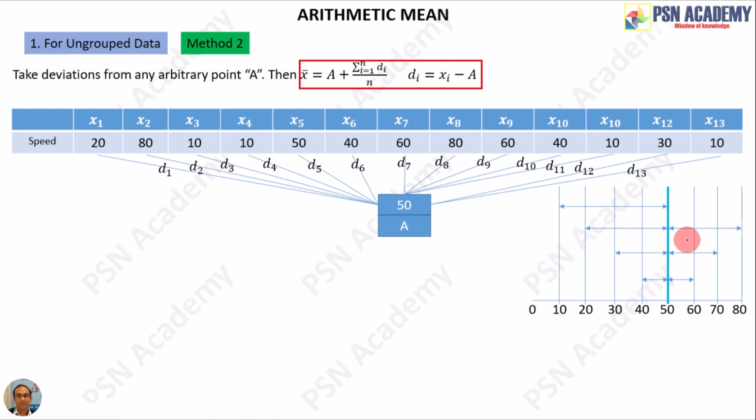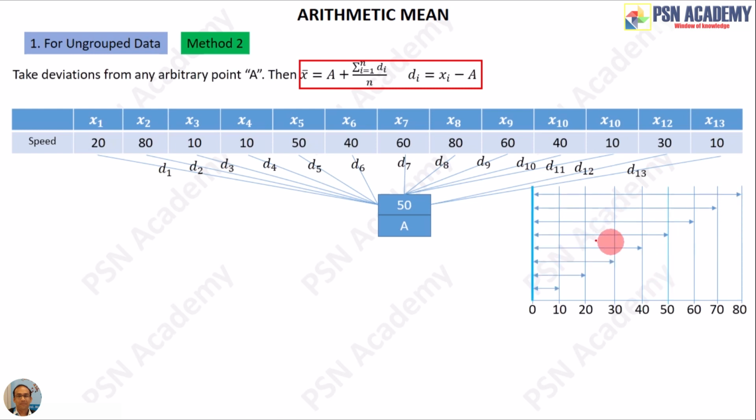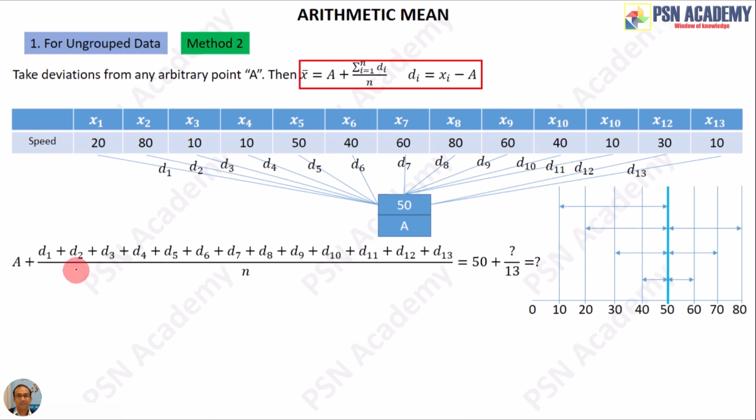Now what we have learned in method 1, we didn't consider any arbitrary point like that, but how it worked, you see here. In method 1, we are considering a point A which is equal to 0. That means your arbitrary point A may be anywhere, but the gaps between that point and your data points will yield you the same arithmetic mean. So here you go, A plus D1 plus D2 up to D13, and by n you just calculate this portion.